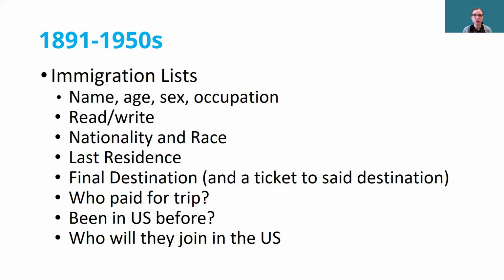So in addition to the standard questions about their name, their age, and their occupation, we're going to ask people if they can read or write. We are going to find out their nationality and their race. We'll know their last residence and a more specific final destination rather than just United States. And they will also be asking if they already have a ticket to said destination.